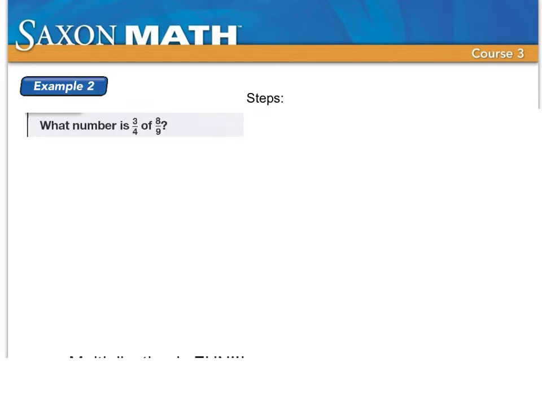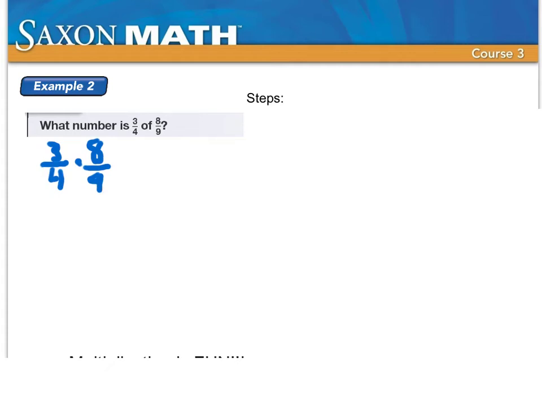Okay, so example 2 says, what number is 3/4 of 8/9? Now there are 2 different ways to solve this problem, and I don't care which one you pick, but you gotta pick one of them, okay? So first thing we need to do is rewrite the problem. So it's 3/4 of means multiply, 8/9.